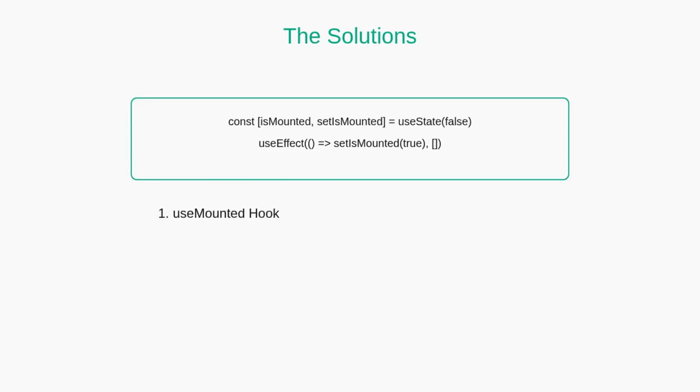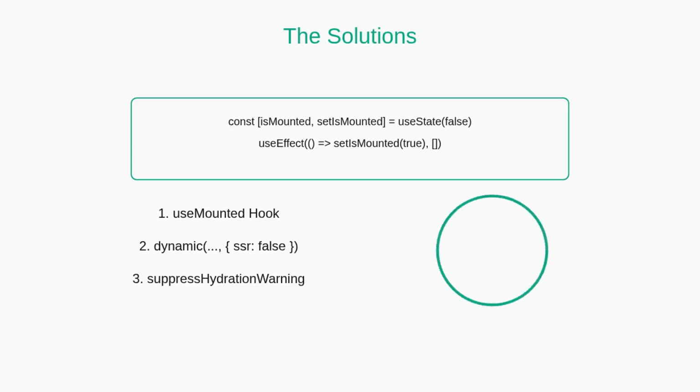Another trick is using dynamic imports from Next.js with ssr: false. This tells Next.js to skip rendering that component on the server entirely. And if you're absolutely sure that a small mismatch doesn't matter, you can use the suppressHydrationWarning attribute, but use it sparingly. It's like putting a piece of tape over a check engine light. It hides the warning, but it doesn't fix the underlying mismatch.